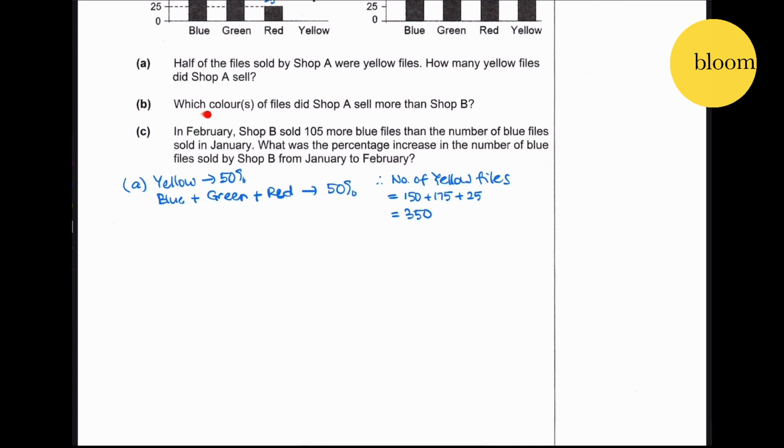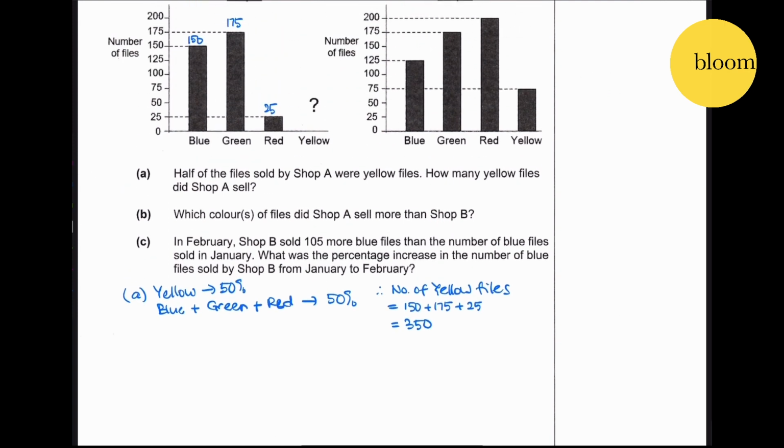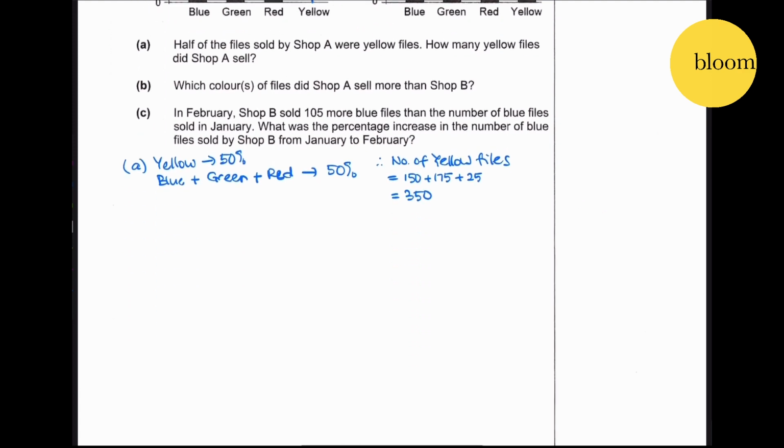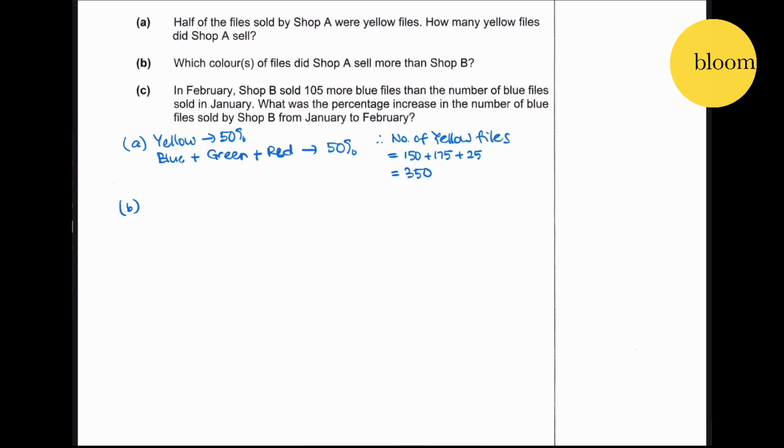B. Which colors of files did shop A sell more than shop B? So we look at shop B. Blue is 125. Green is 175. This is 200. And this is 75. And of course we have yellow, 350. So let's tabulate. Shop A. Shop B.